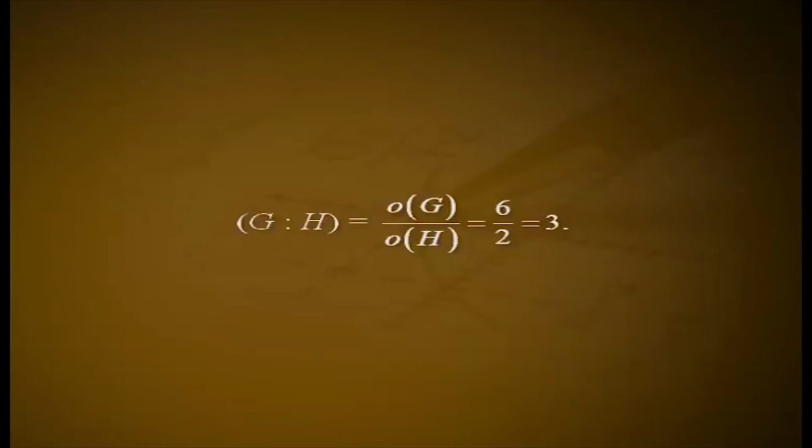Example 4. Let G be equal to Z6 and H be equal to the set {0, 3}. Then index of H in G equals order of G by order of H, which is equal to 6 by 2, which is equal to 3. Refer to example 3.